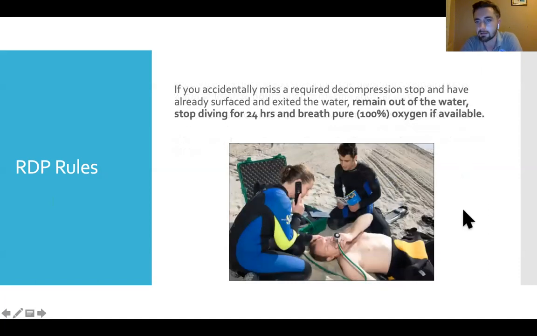Now, if we miss a deco stop, or we're running out of air, we would obviously surface and exit the water. We want to stay out of the water for at least 24 hours and breathe pure oxygen if it's available, and then of course monitor yourself for any signs or symptoms of DCS that might appear.